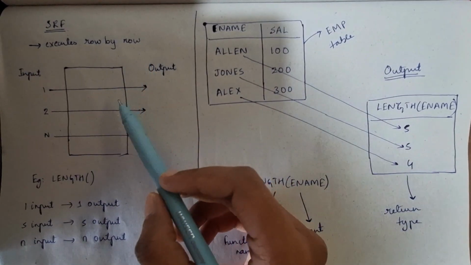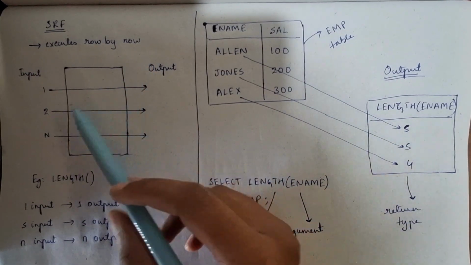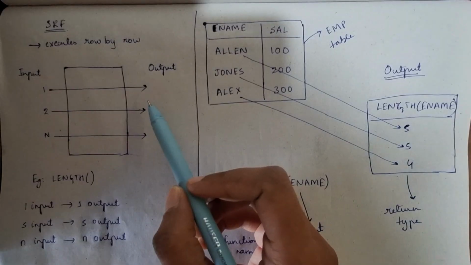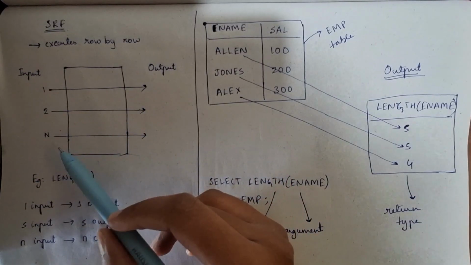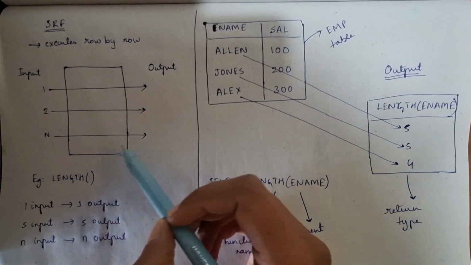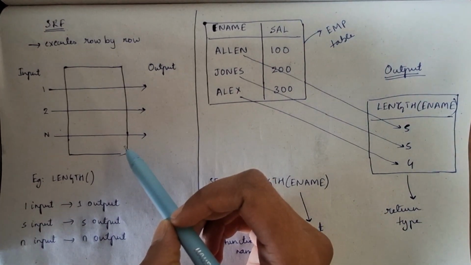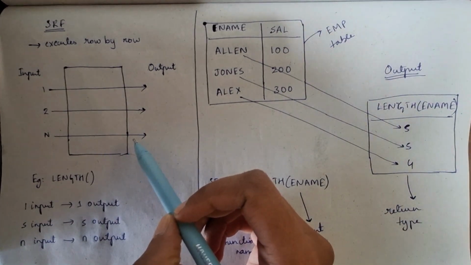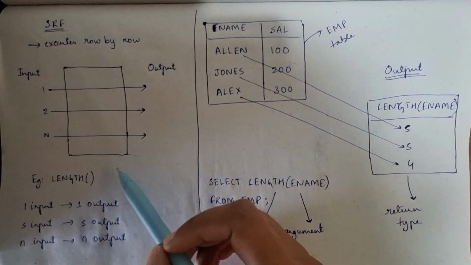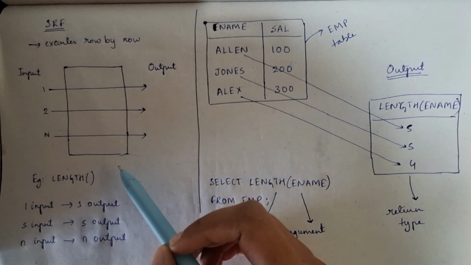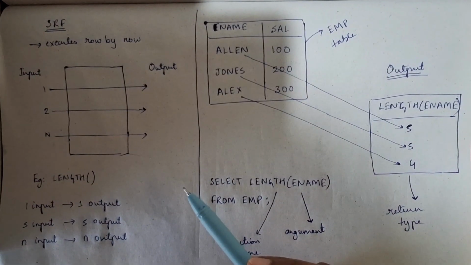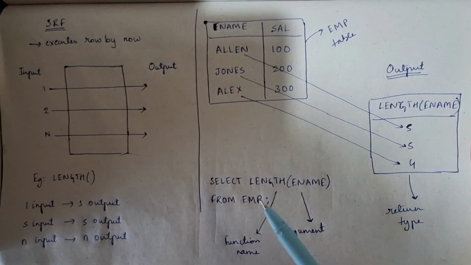Now let's focus on this diagram. Here one input gives one output. If there are n inputs, then we get n outputs. So we can say that the input count and output count are the same. Guys, the length function is an example of an SRF function. Now we will see a query on an SRF function and see how it works.